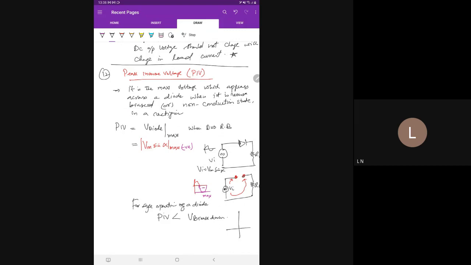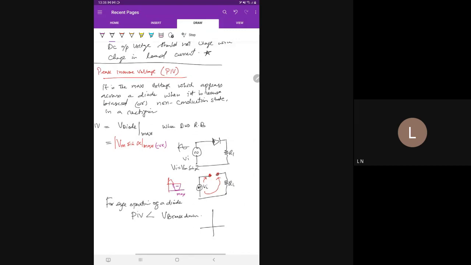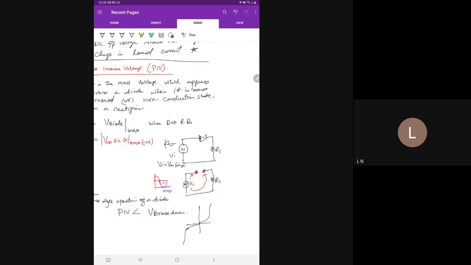You have a diode whose characteristics when forward biased are like this. But once it is reverse biased, breakdown happens somewhere here in negative voltage. This is the voltage axis, this is the current axis. So how much negative voltage can be applied on the diode so as to prevent breakdown? That is the maximum breakdown voltage point. Peak inverse voltage should not exceed that. It should always be less than V breakdown for safe operation.